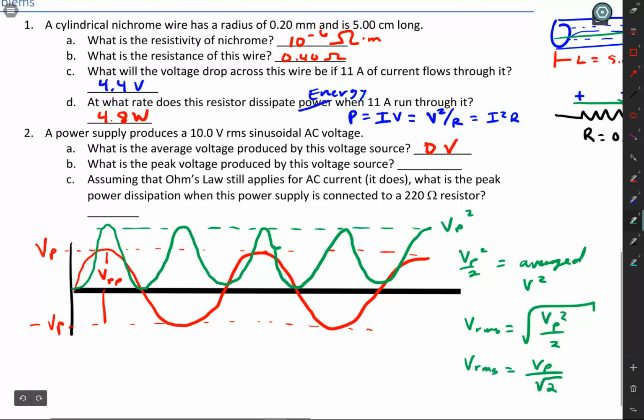So VRMS is V peak over the square root of 2, which means that the peak voltage V peak is equal to square root of 2 times VRMS. So all I have to do is put square root of 2 times my RMS voltage of 10.0 volts, and I get 14.1. 1.41 is the square root of 2.